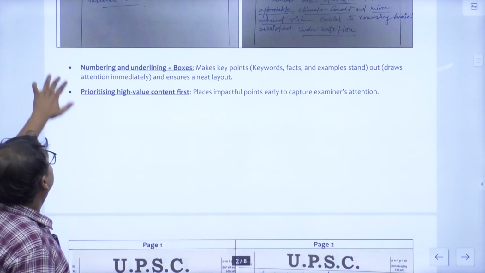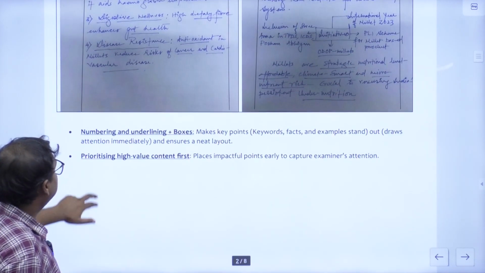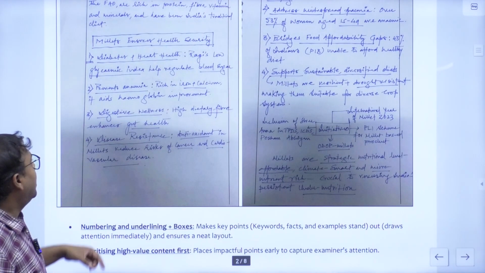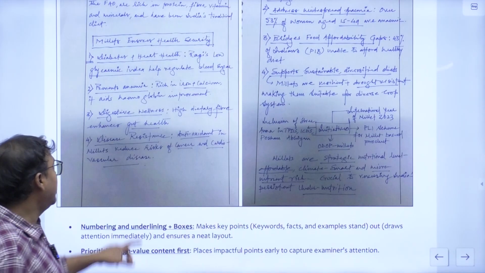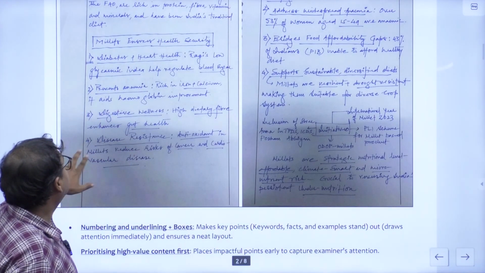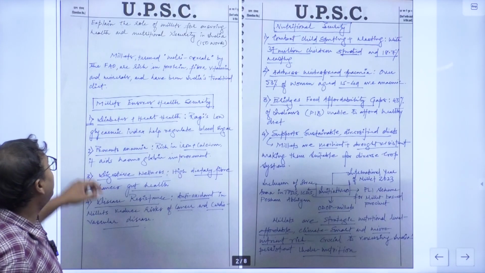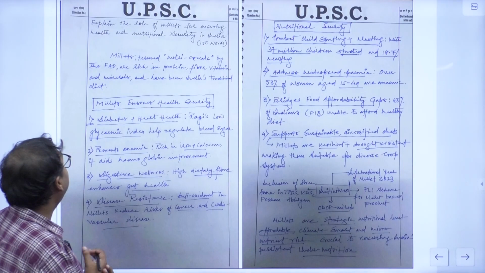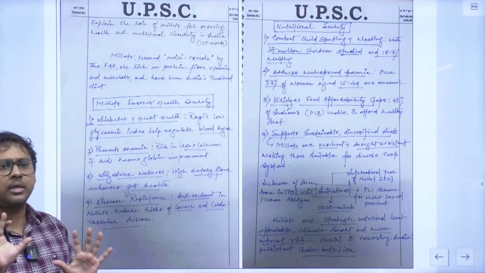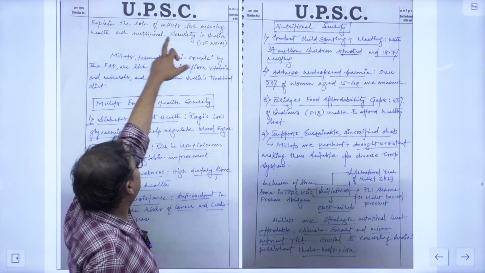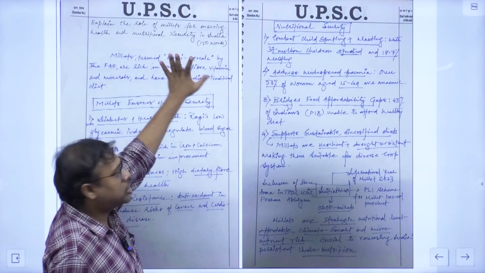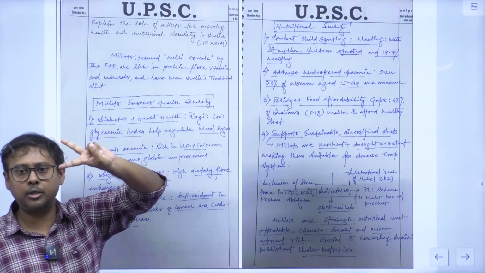Okay. So this is the issue that I was facing last day. The moment you number your content, it quantifies your content. So the question is what? The question is, explain the role of millets for ensuring health and nutritional security. What is the demand of the question? The demand is very simple. You have to explain the role of millets in ensuring health and nutrition. So you can divide the answer into 2 parts.